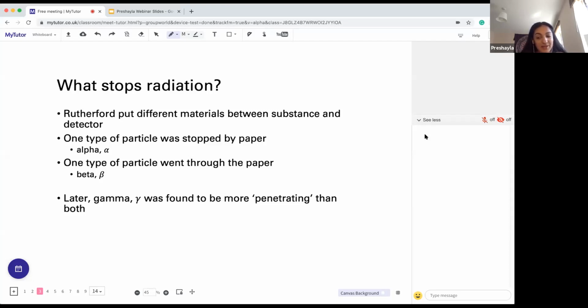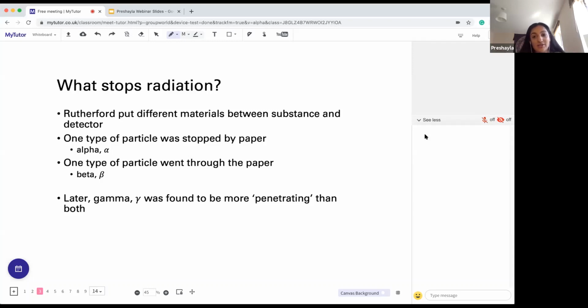And so he named these the first two letters of the Greek alphabet, alpha and beta. They were the first two particles that he discovered. One went through the paper and one was stopped by the paper. The one that was stopped by the paper, alpha, was pretty weak. It could be stopped by paper, and it wasn't very penetrating.